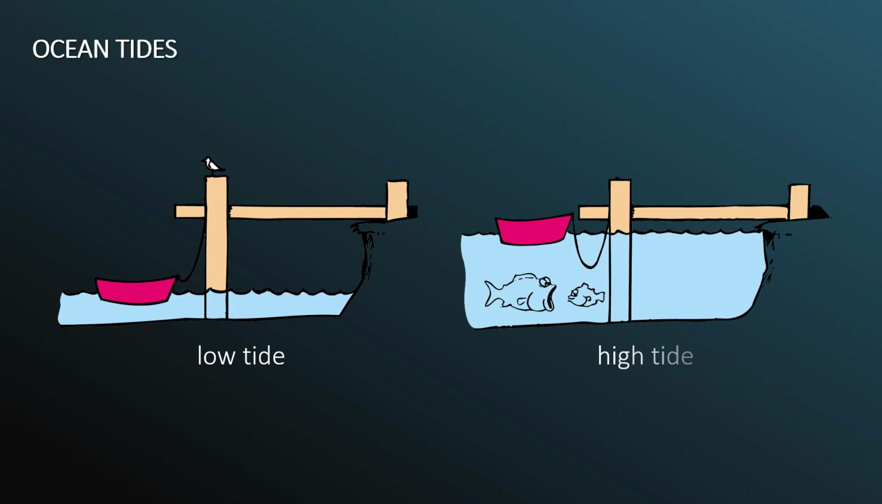Ocean tides. Now we know there are low tides and there are high tides. There are actually 2 high tides per day and 2 low tides per day. What causes them? Well, Newton understood that tides are caused by differences in the gravitational pull between the moon and the earth on opposite sides of the earth.